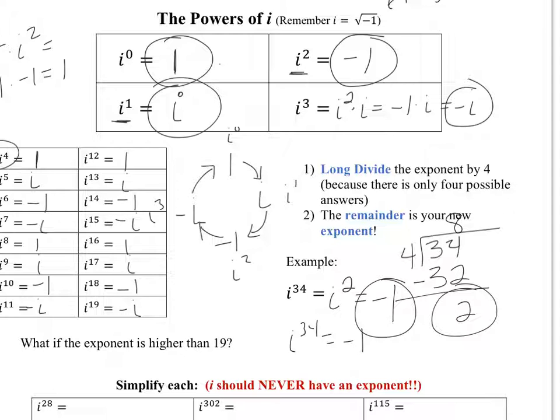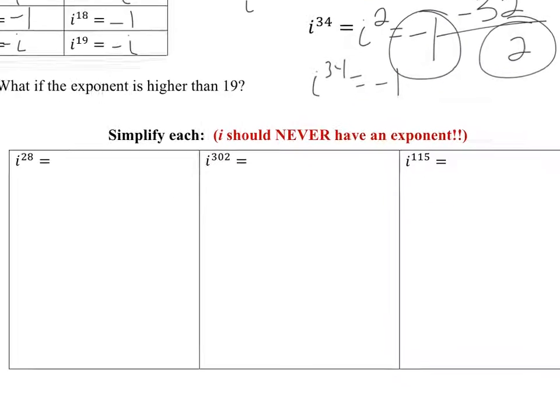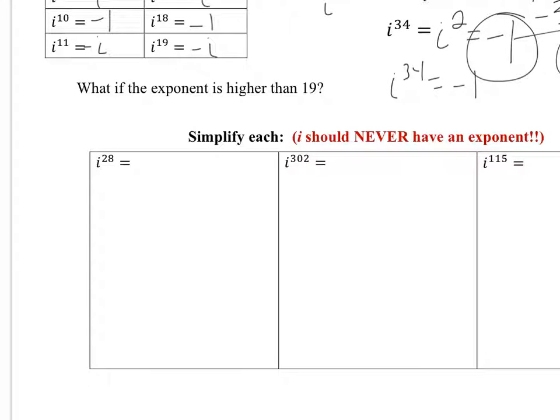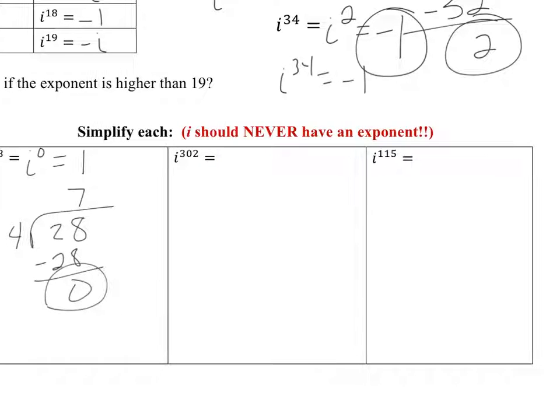So let's just try a couple more. Let's try this one with you. Maybe you can try the other ones. Well, 28. How many groups of 4 are there in 28? Try 7. Oh, look at that. It goes perfectly. That means you went around the circle exactly 7 times. So the exponent is the same as i to the 0. So it's just 1.